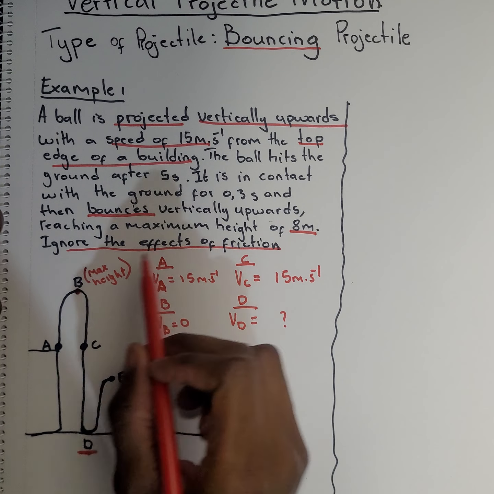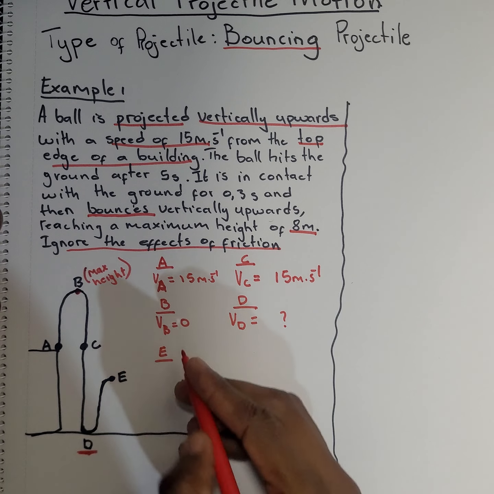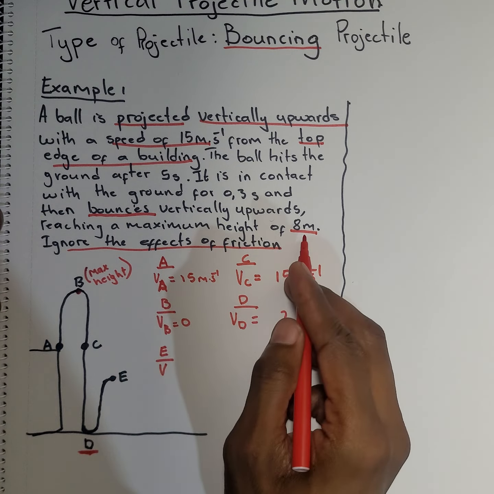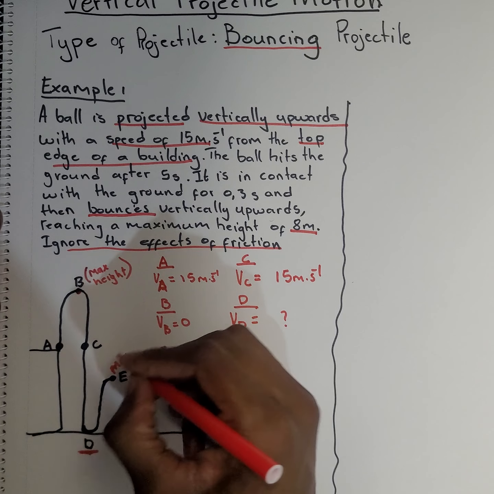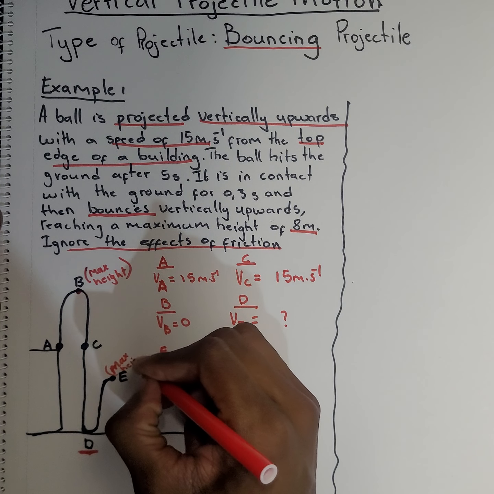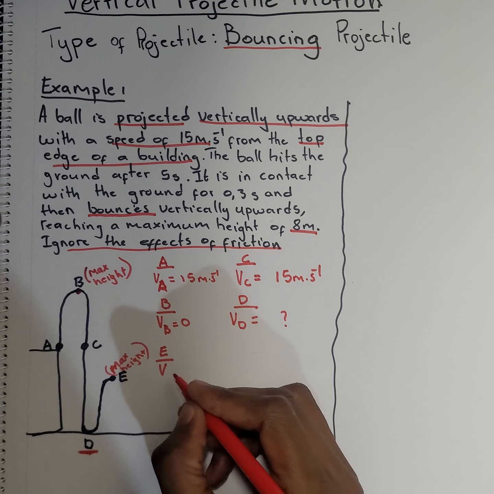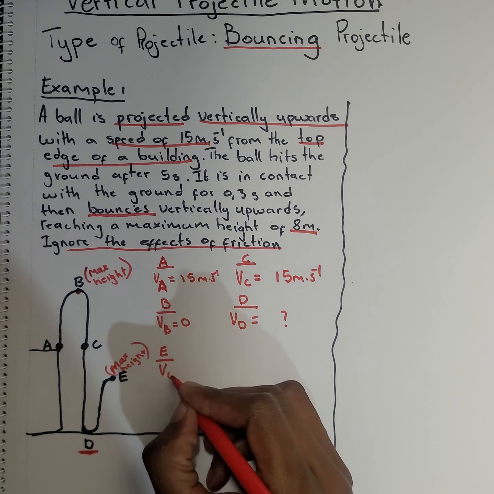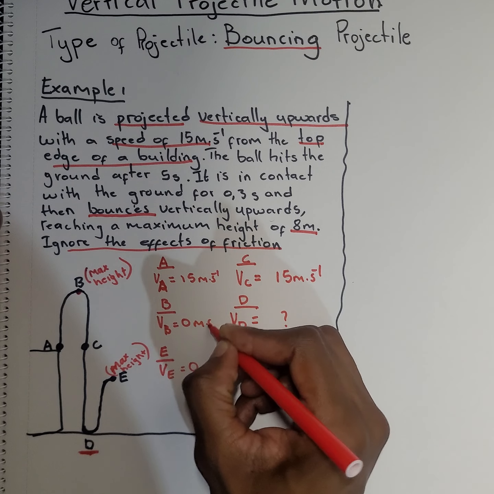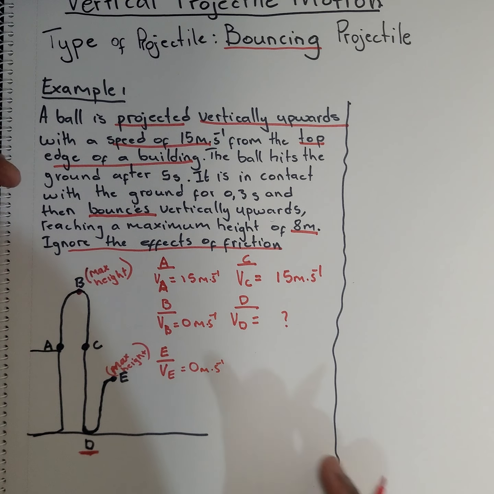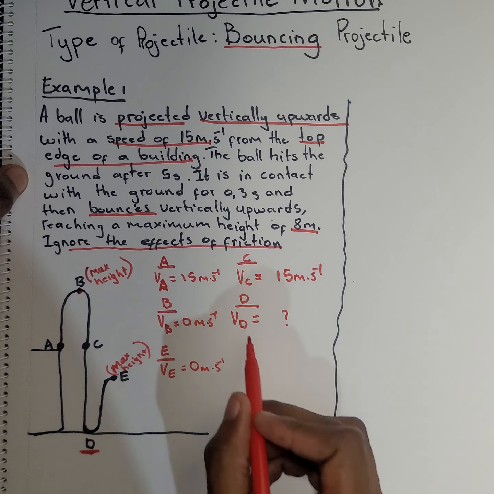I know that point E is the maximum height that they talked about, and they said that now there is a maximum height of 8. Also I know that at maximum height, because now the ball bounced, the velocity at E must be equal to 0 meters per second. Now my interest is on point D.